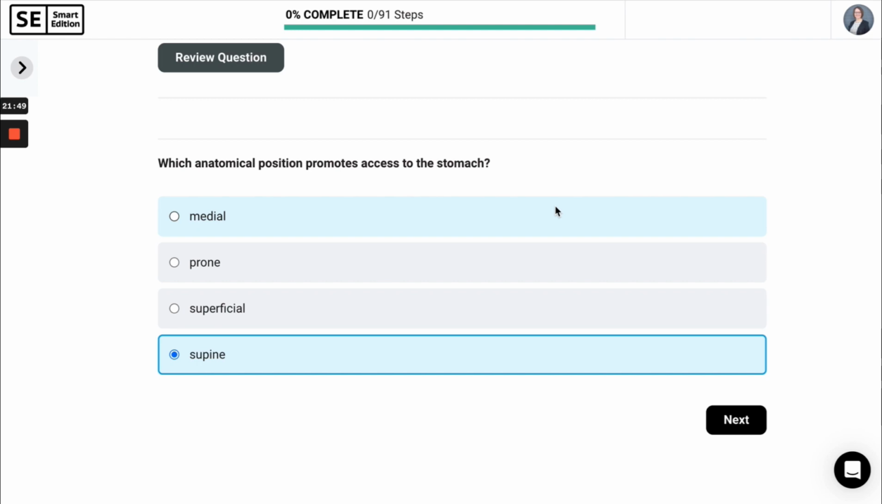Medial is basically meaning towards the middle or towards the midline of the body. And then prone, if someone is in a prone position, that means they are laying face down. And in a prone position, you would be able to access the spine, the back of the skull, back of the body. And then superficial basically means, as it sounds, superficial, or just the top layer.